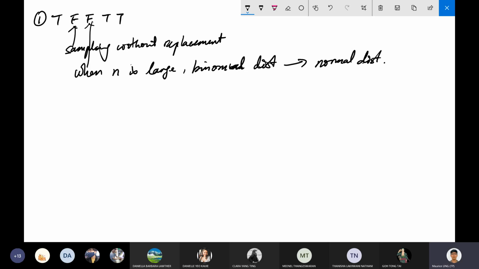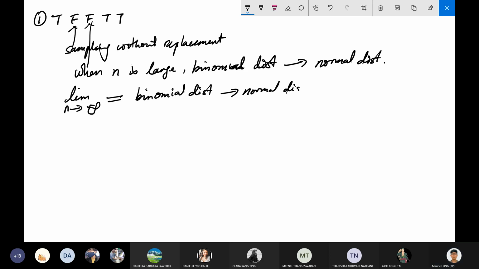If you learn in your calculus, this is the first thing that you do. This thing called limits. Limits is when n approaches infinity, your binomial distribution approaches your normal distribution. Okay. All right. So these are the 2 reasons.